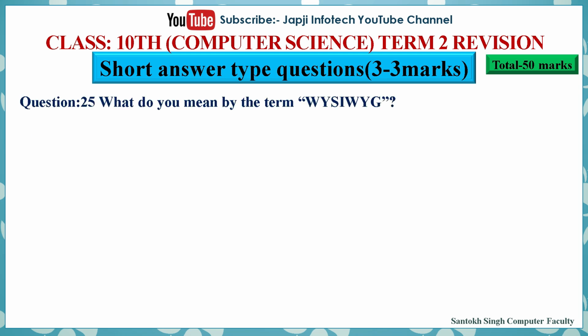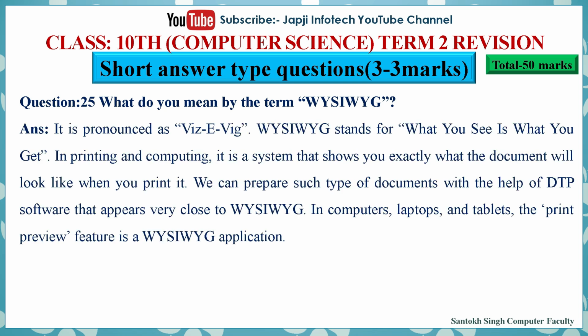And 25th question is what do you mean by the term WYSIWYG? And the answer is it is pronounced as wizzy-wig. So WYSIWYG stands for what you see is what you get. In printing and computing, it is a system that shows you exactly what the document will look like when you print it. We can prepare such type of document with the help of DTP software that appears very close to WYSIWYG. In computer, laptop and tablet, the print preview feature is a WYSIWYG application.